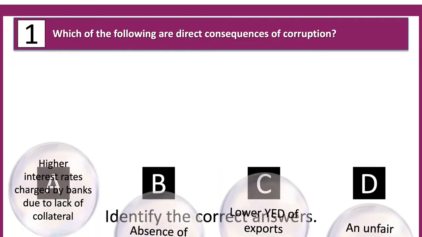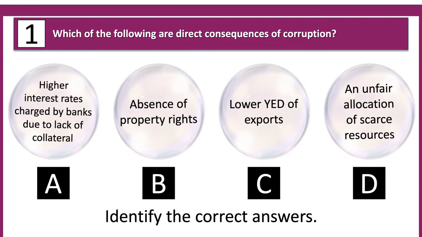So we'd like you to type the letters of the ones that you think are correct into the chat. Let's have a look at this first question. Which of the following are direct consequences of corruption?